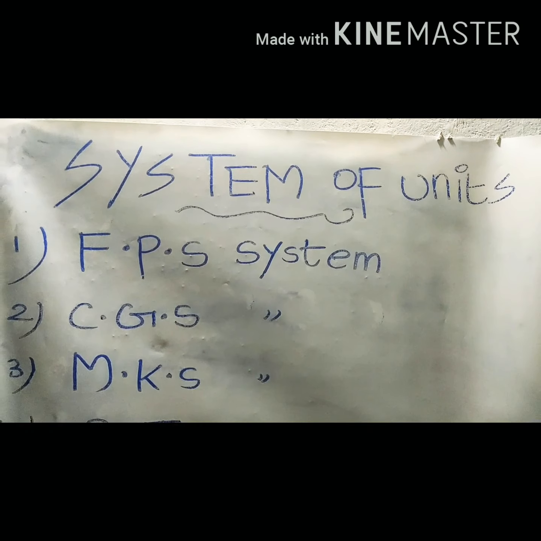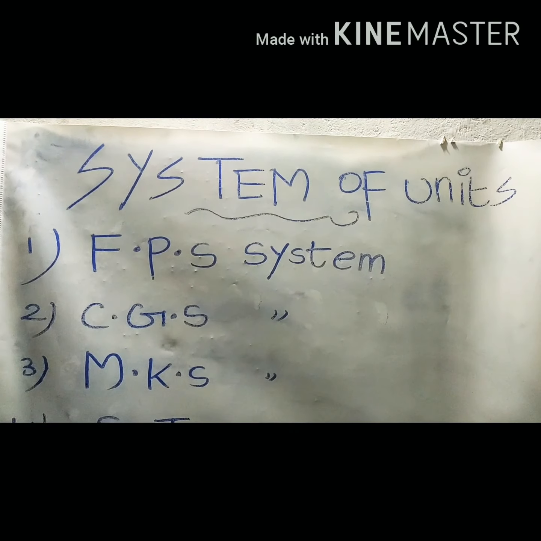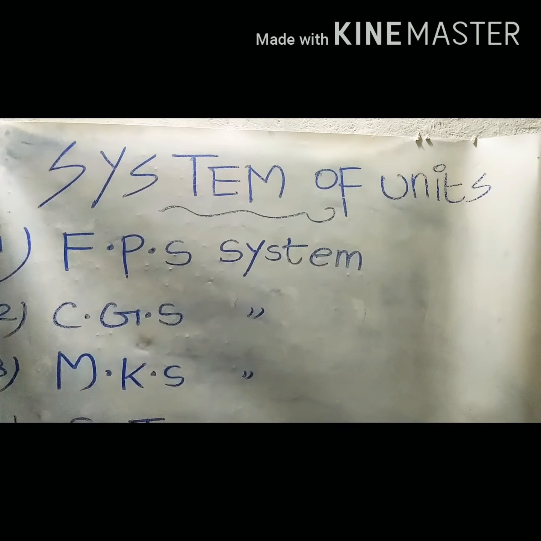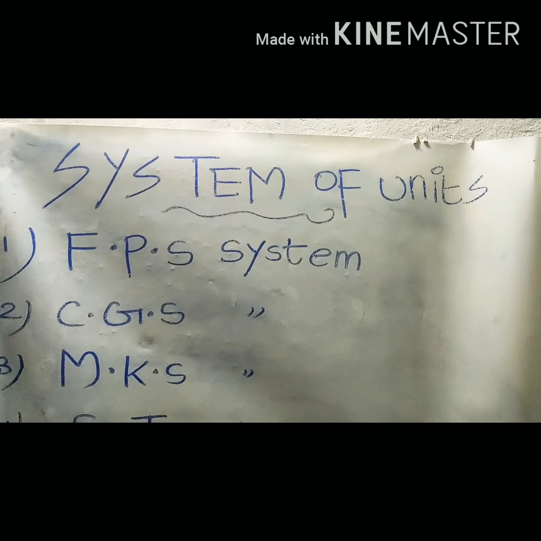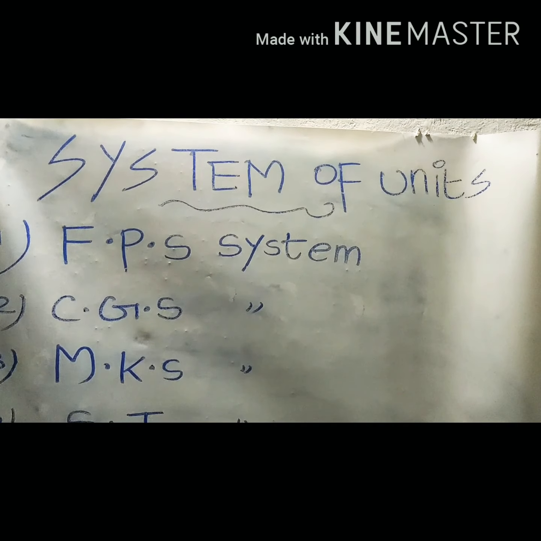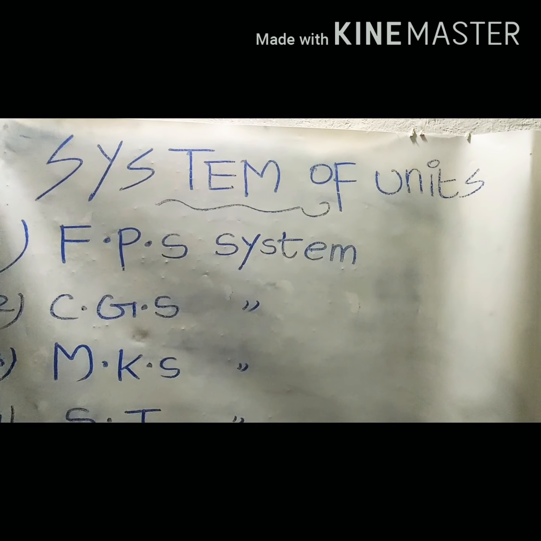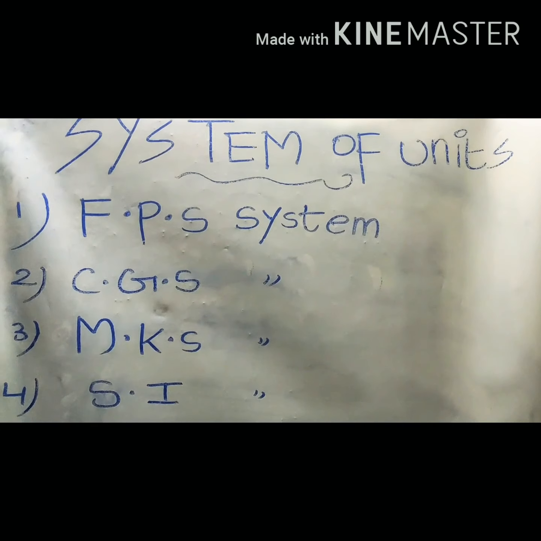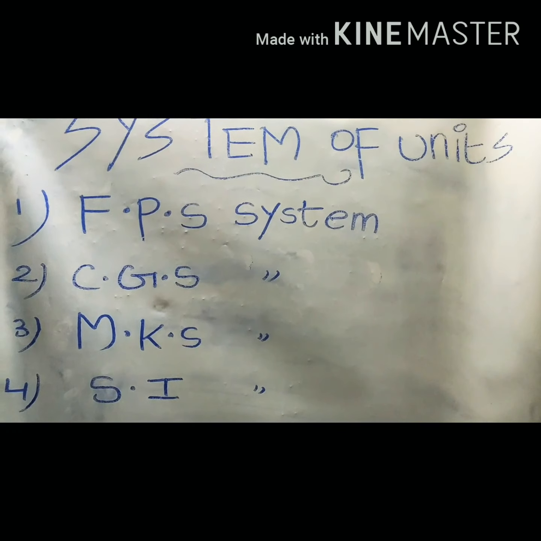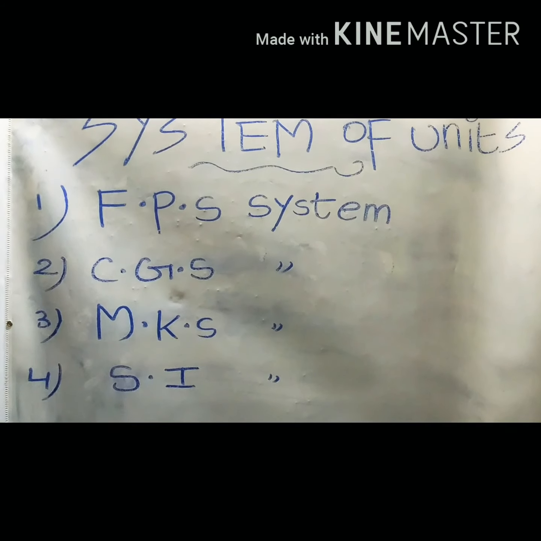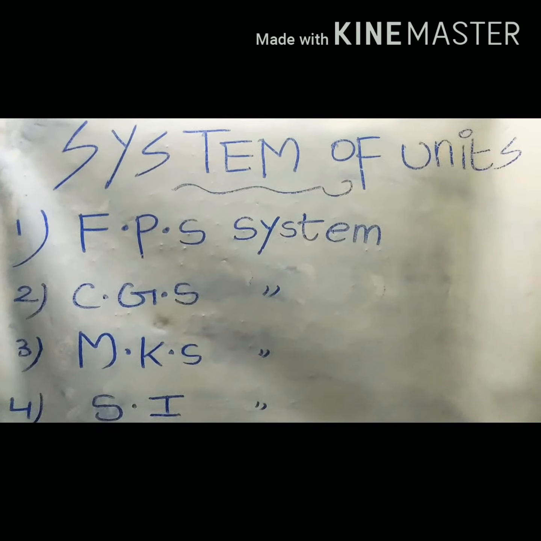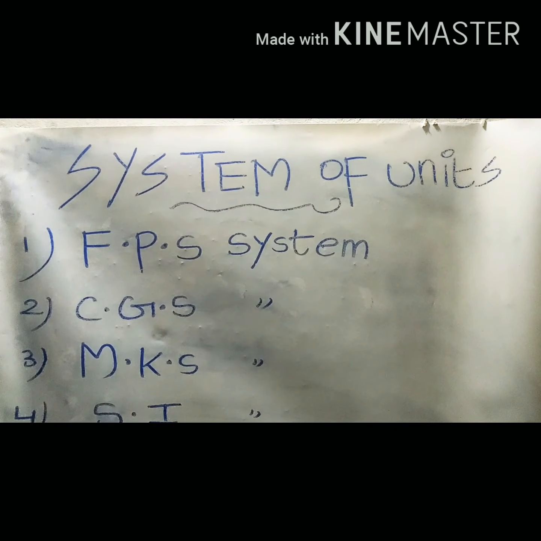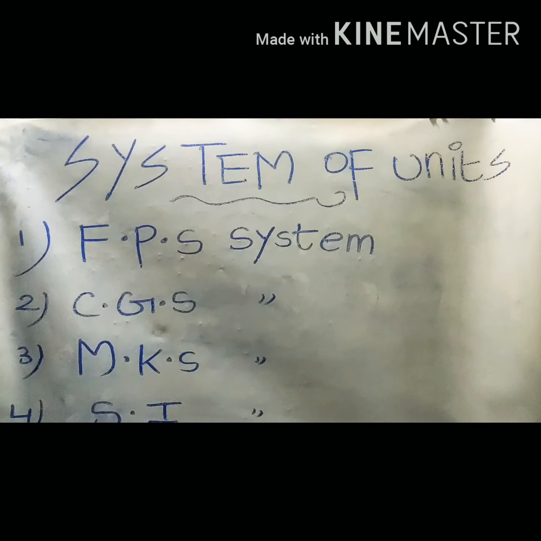For example, the unit of length is meter. There are so many units, but the SI unit of length is meter. Like that, the basic unit of time is second. The basic unit of mass is kilogram. So, in order to measure and represent any physical quantities, we need these kinds of units. In this class, we are going to study about different system of units.